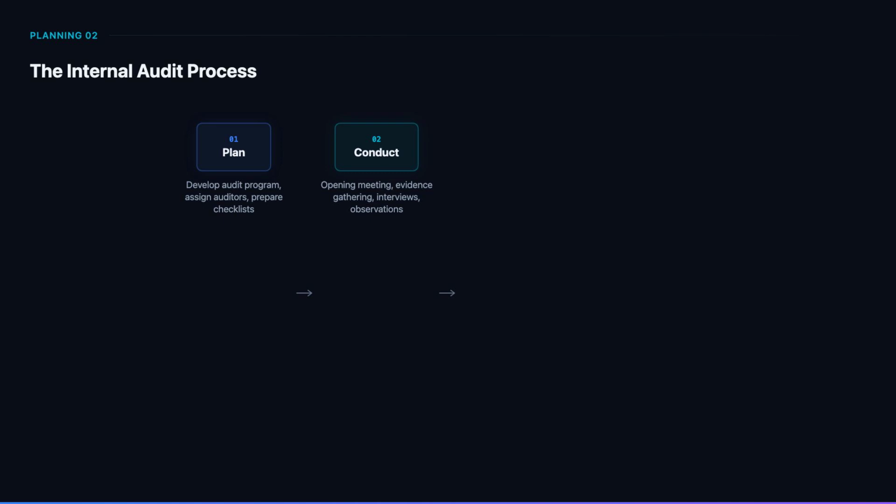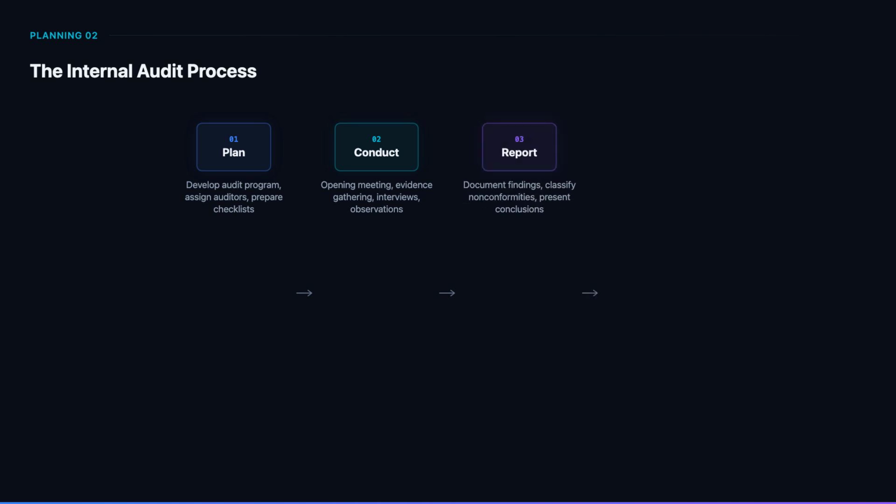Conducting the audit begins with an opening meeting to confirm scope and logistics. You then gather evidence through document review, interviews with process owners and operators, direct observation of work activities, and examination of records. Use open-ended questions and follow audit trails through processes to verify conformity.